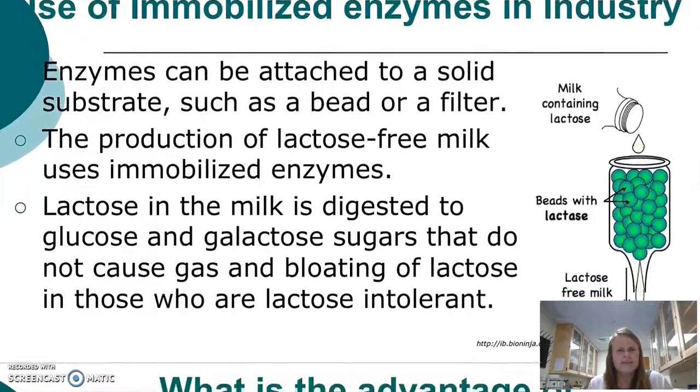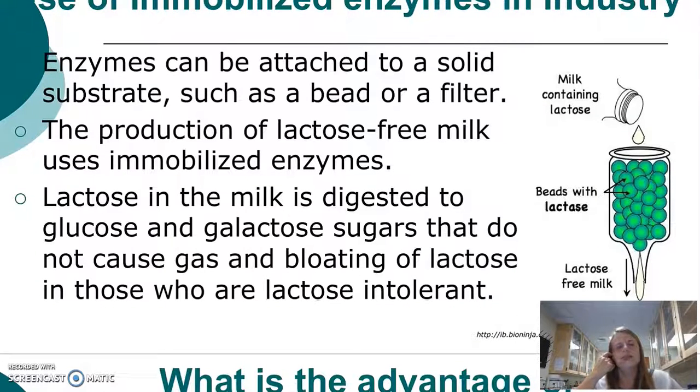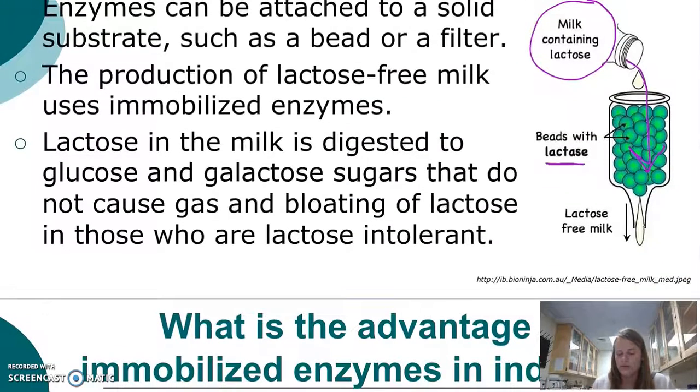Immobilized enzymes are enzymes that can be attached to a solid, such as a bead or a filter. So for example, let's say you're lactose intolerant and you can't drink milk containing lactose. Well, I can put my milk through this filter essentially that contains the lactase. And now what comes out is lactose-free milk. That's how companies can make Lactaid, for example, which is milk that doesn't have lactose.